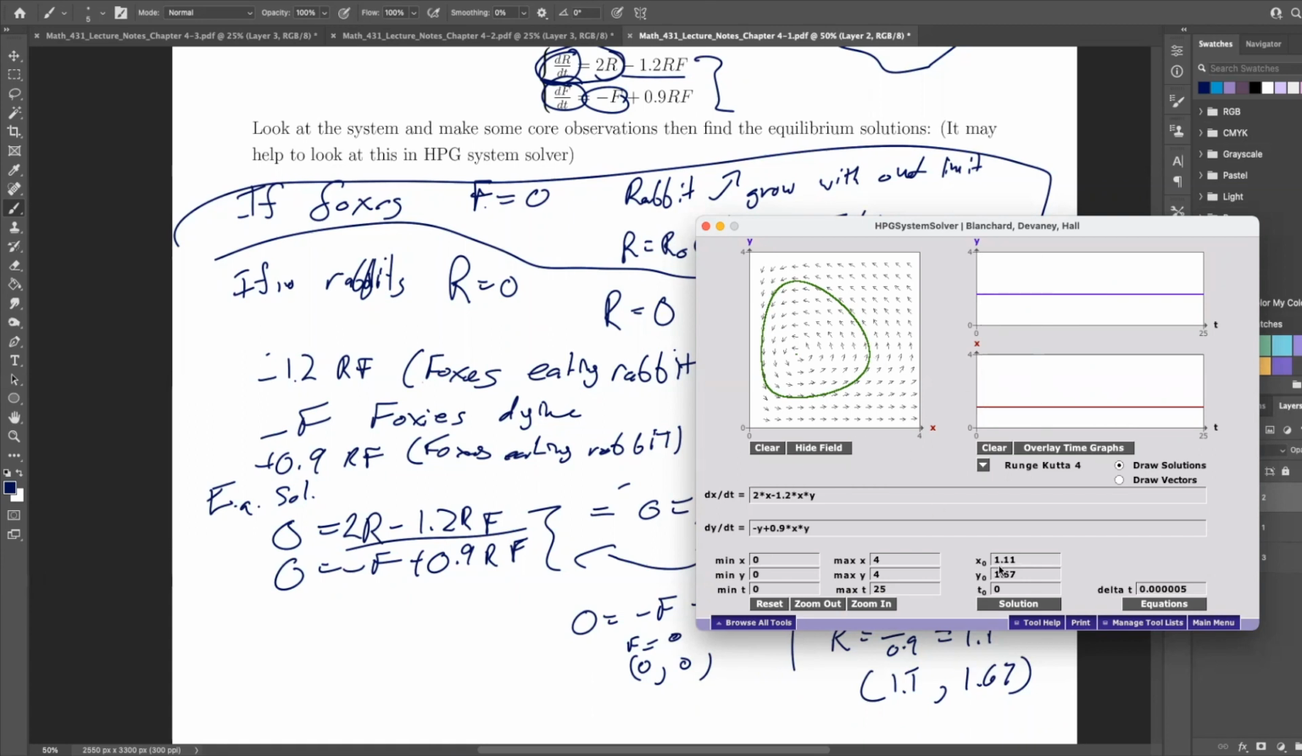Where's the other solution? Well, the other solution is at 0 and 0. That makes a lot of sense, right? Because here I have successfully modeled the rabbit and fox population on the moon. There's 0 rabbits, 0 foxes, and they stay that way, right?